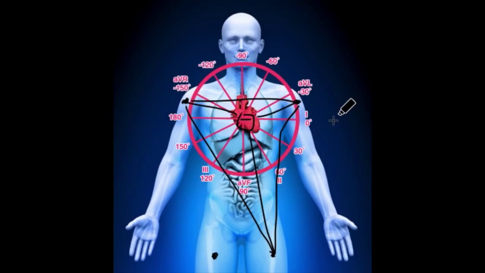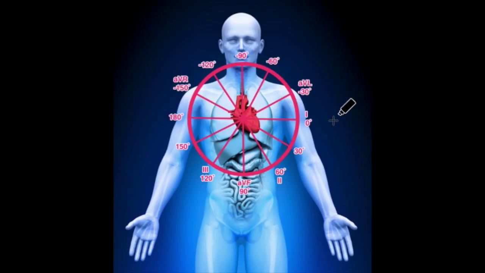But now that we have an idea of what those leads are and how we get them, let's take a step back here and erase all this stuff, and now let's talk about axis. Let's talk about what we're here to talk about. So I'll bring this over here, and I'll just place this yellow arrow over AVF. There's AVF. Then we'll bring another one over here, and we'll place it over lead 1.